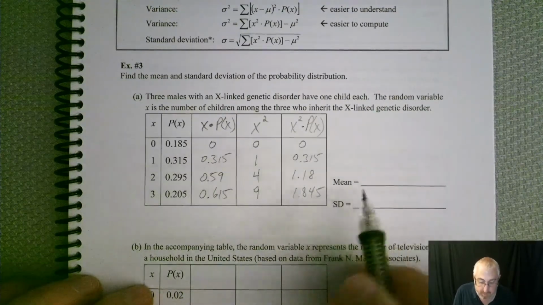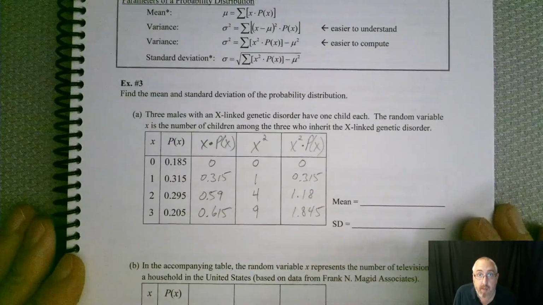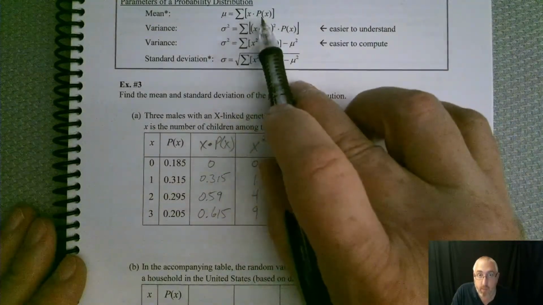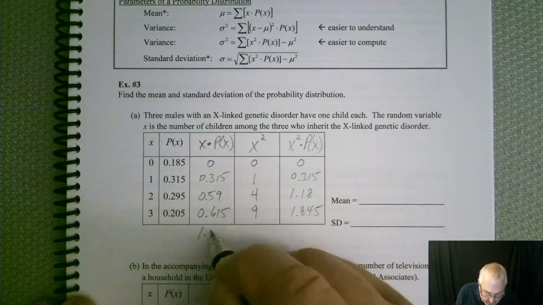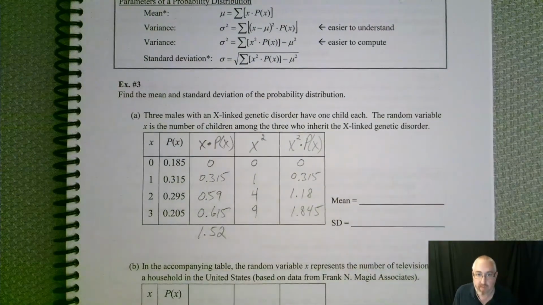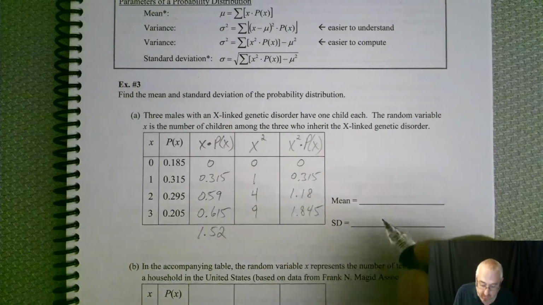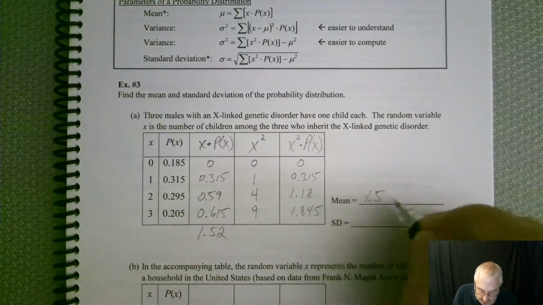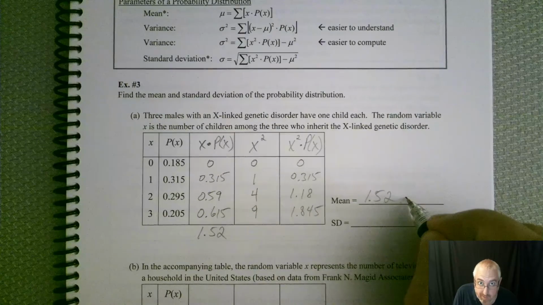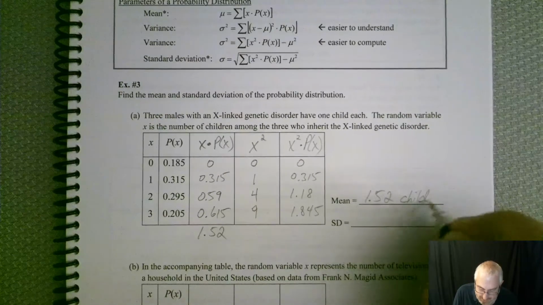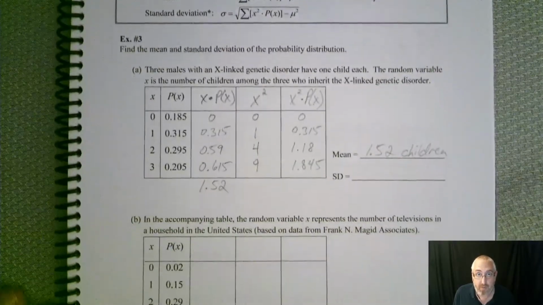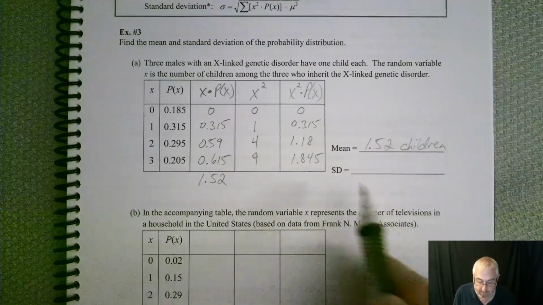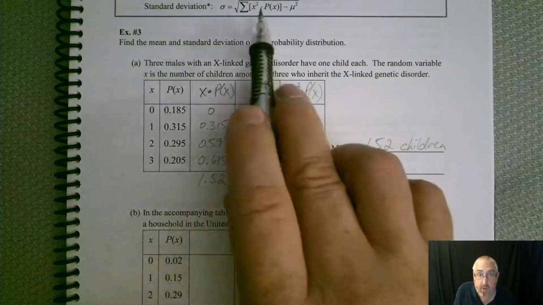So our mean, remember, let me scroll down just a little bit. We have to add up that one column. So we're just adding this column up. And if we do that, we're going to get a 1.52. So the mean is going to be 1.52. 1.52 children. So now we need those units. So 1.52 children. And now to find the standard deviation, there's a little bit more to it.